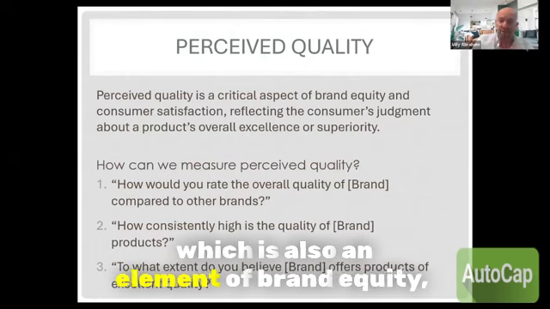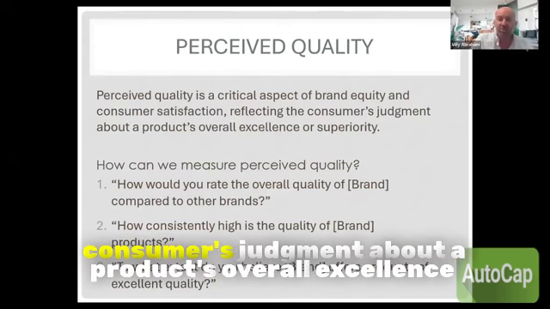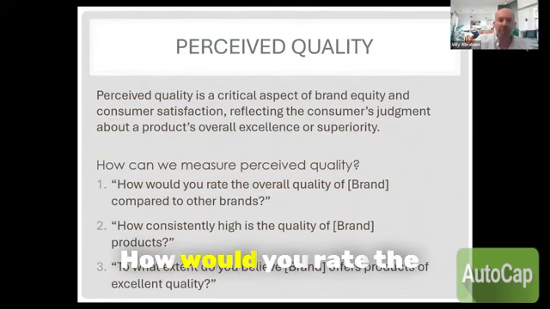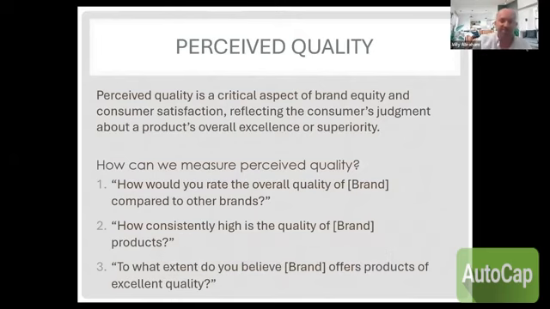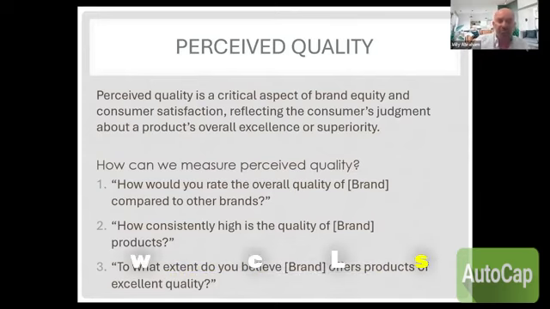Perceived quality, which is also an element of brand equity, is a critical aspect of brand equity and consumer satisfaction, reflecting the consumer's judgment about a product's overall excellence or superiority. So how do we measure this? Very simple. How would you rate the overall quality of Adidas compared to other brands? 1, very poor quality. 7, very high quality. By the way, just so you know, usually we use what are called Likert scales, which range from 1 to 5 or 1 to 7. Okay, so I would always use Likert scales.